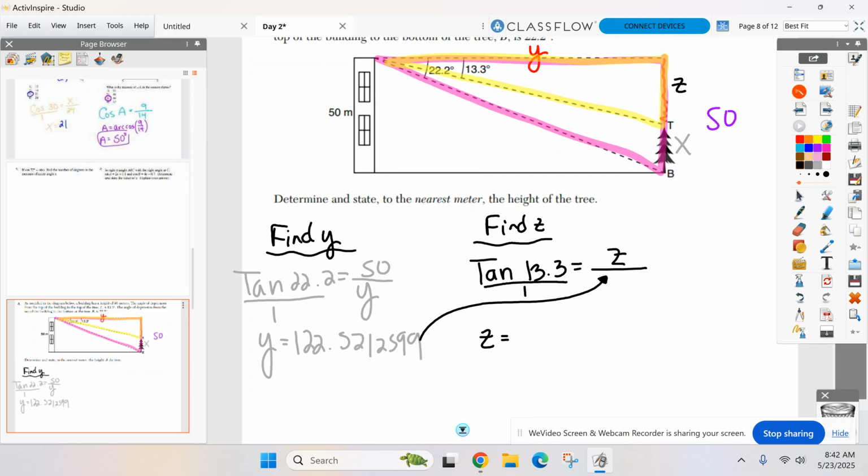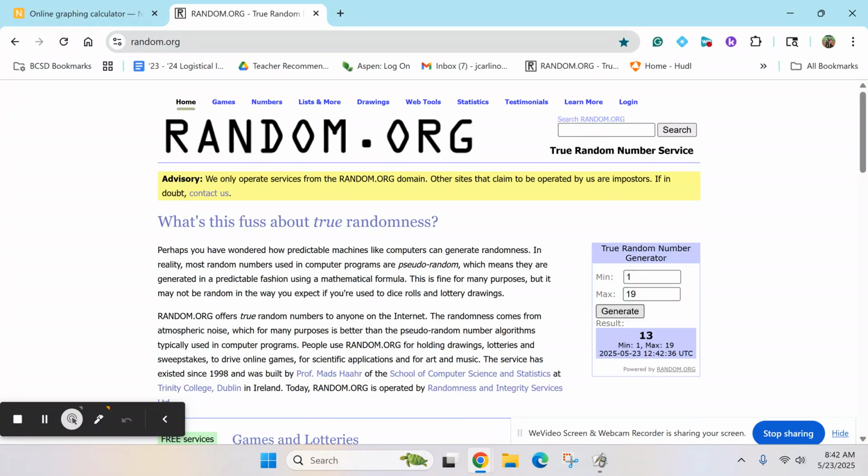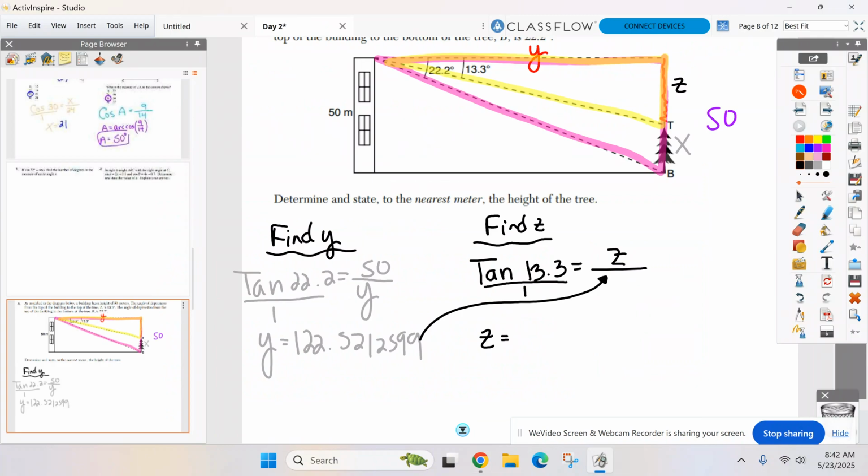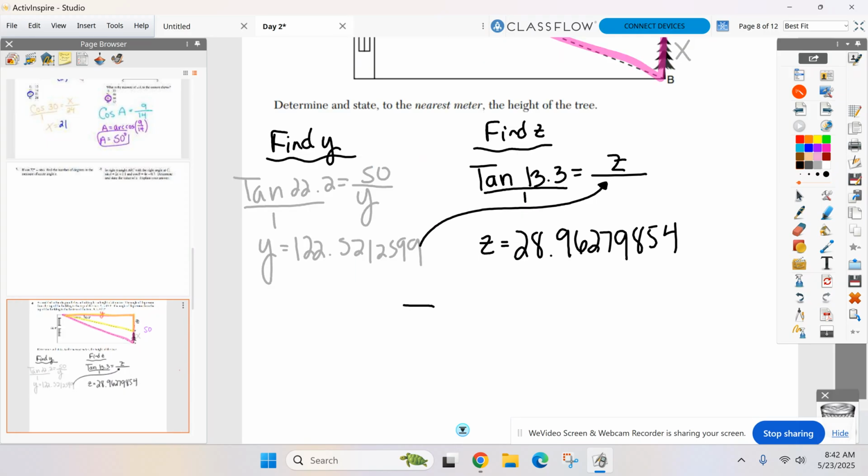And just give me a few numbers, what you got for that side. Give me a few numbers there. T, when you're ready. 28.96. Okay. You're good. Yep. 28.96279.854. And we're almost there now. We needed that side to subtract from 50 to find the tree. All right.